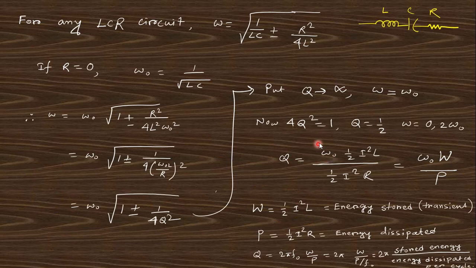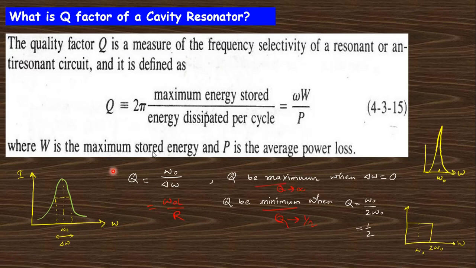So Q will be omega 0 times half I square L, that is the energy stored in the inductor, and this is the power dissipated through the resistor. This is the energy stored, so this is W and this is P. You can see here that omega 0 is 2 pi f0, so Q is 2 pi W by P, that is 2 pi times W over P by f0. W is the energy stored and P by f0 is the energy dissipated per cycle. Actually we derived this expression.